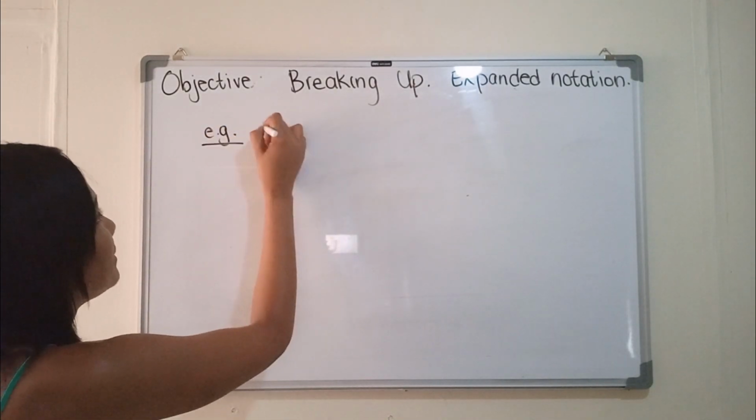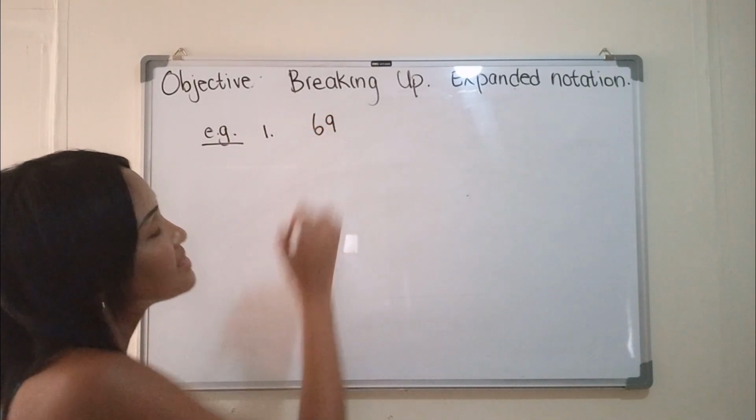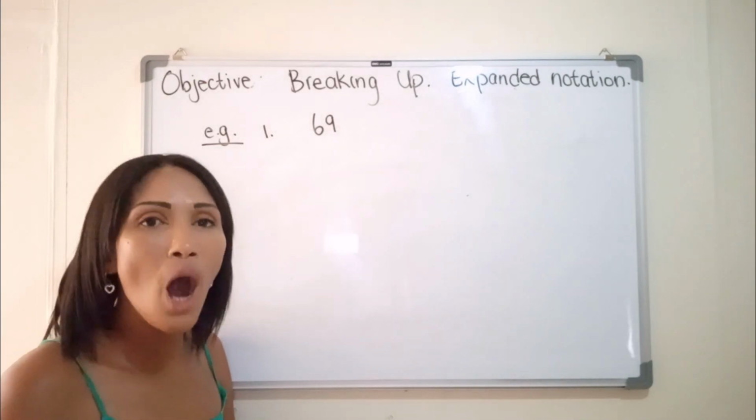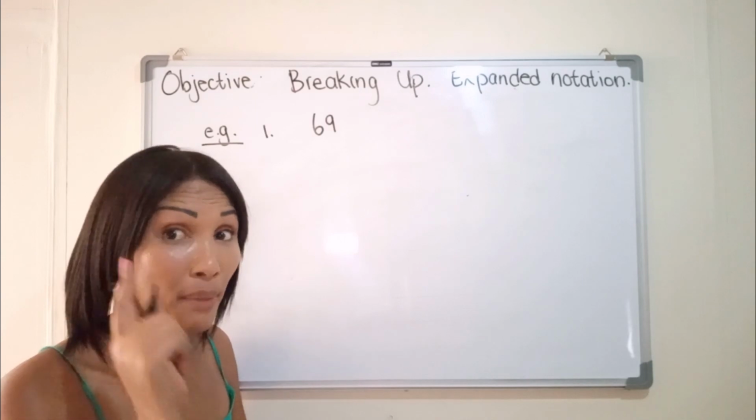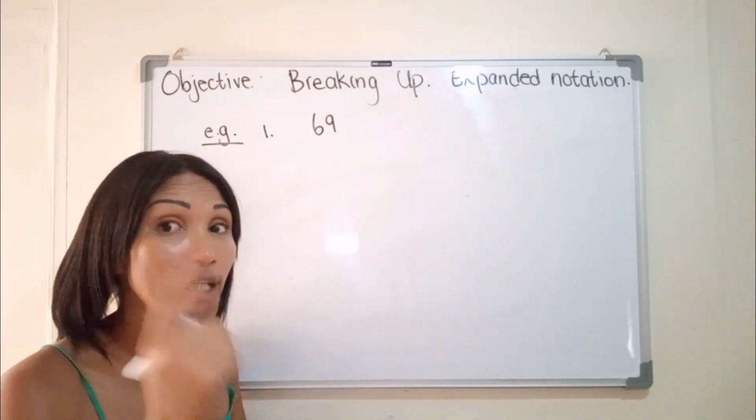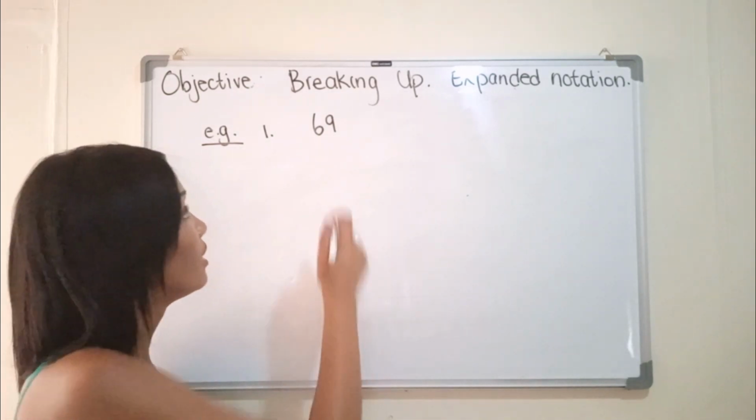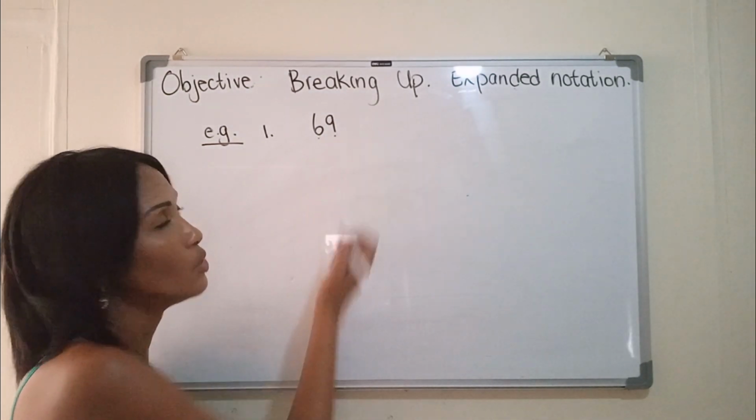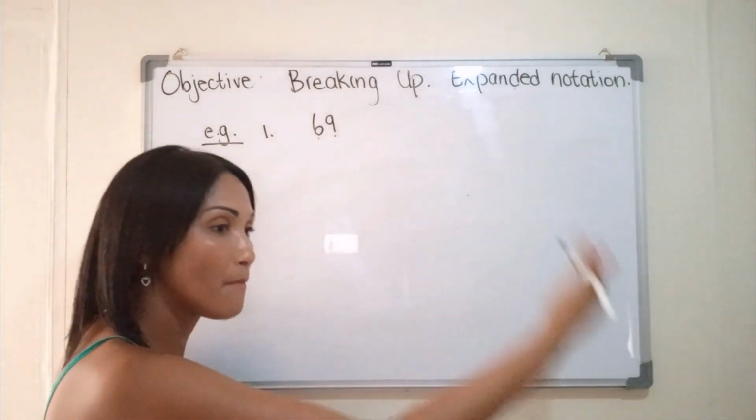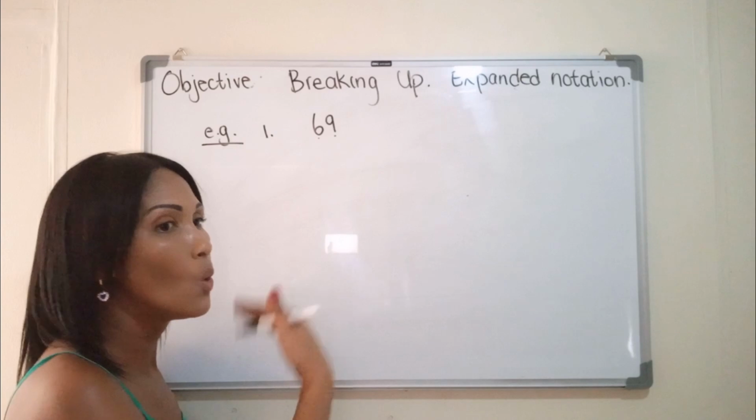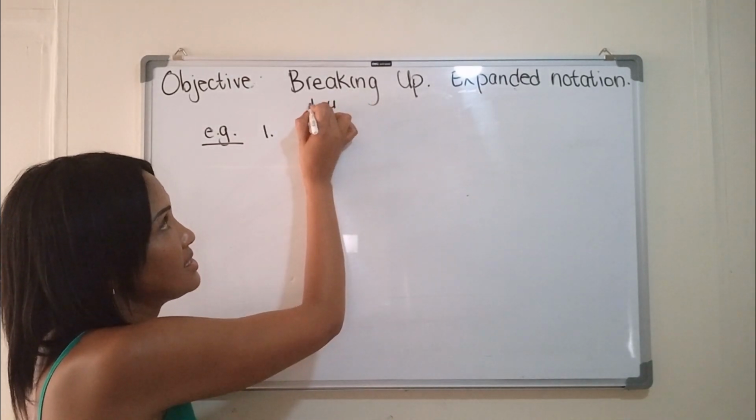For example, number 1. 69. How will I break 69 up? Let's think back. We had place value. To put them in the correct place, let's find out first how many digits we have. We have 1, 2. We have 2 digits. Right. So when I work from the back to the front, I will find out which one goes where. I've got a unit and I've got a 10.